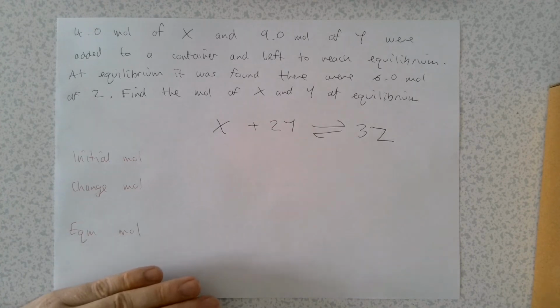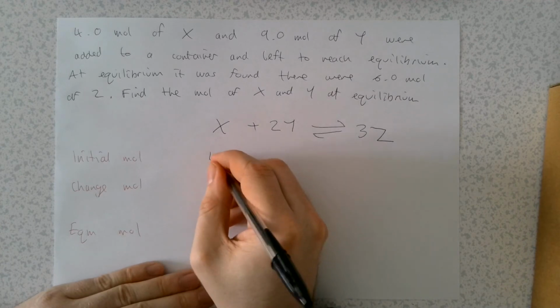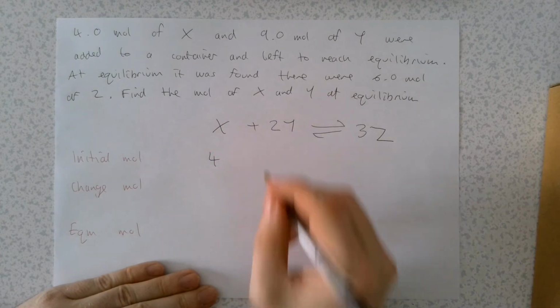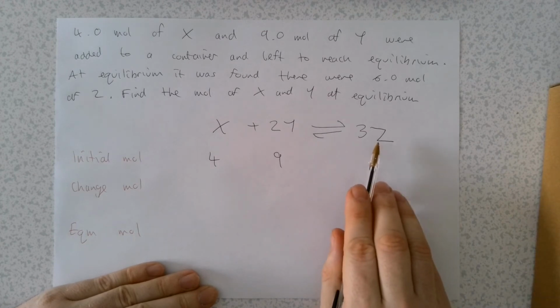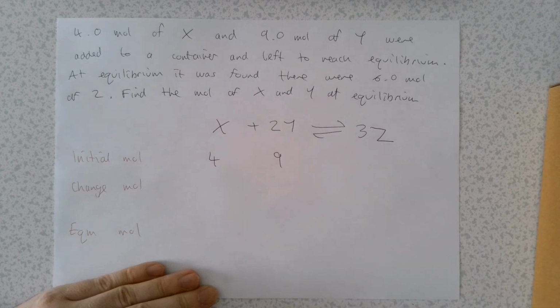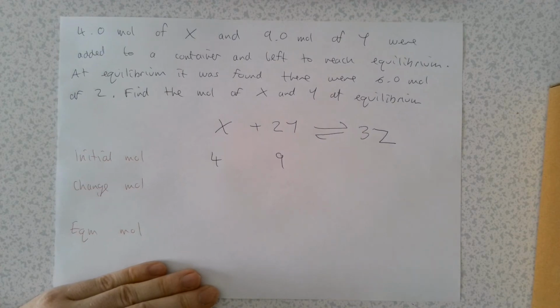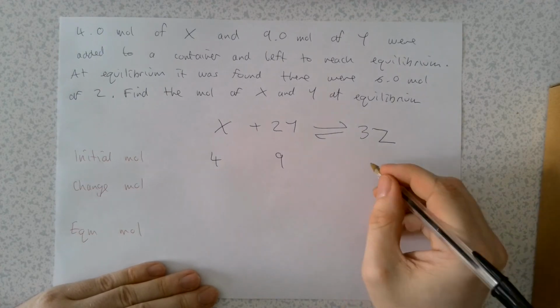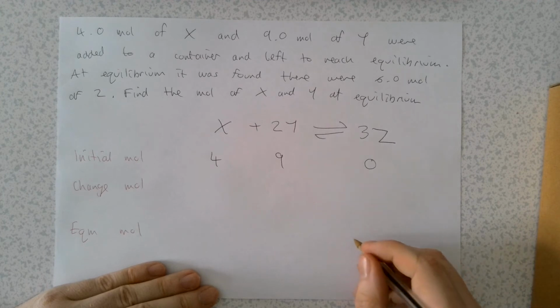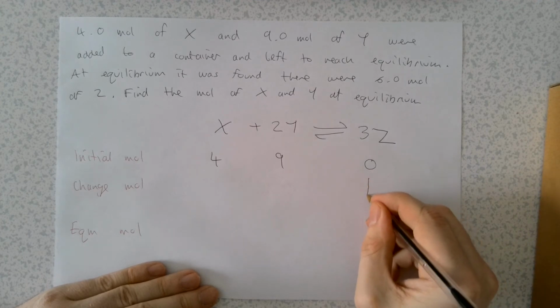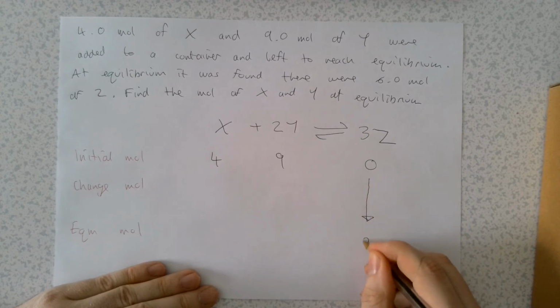So we're told the initial moles of X is 4 and the initial moles of Y is 9. We're not told the initial moles of Z, but as Z is a product, we're going to assume that's 0 unless told otherwise. We don't usually start with product. And then it says at equilibrium, it was found there was 6 moles of Z. So we've gone from 0 to 6.